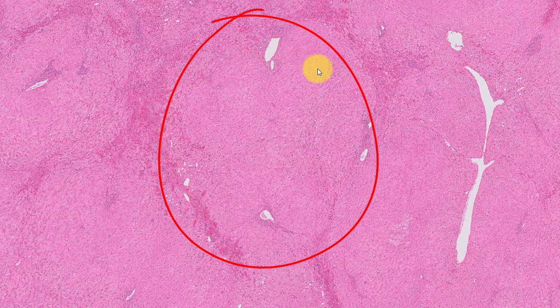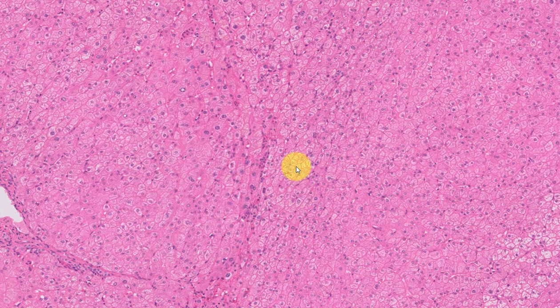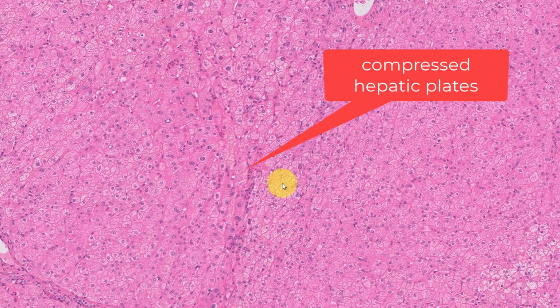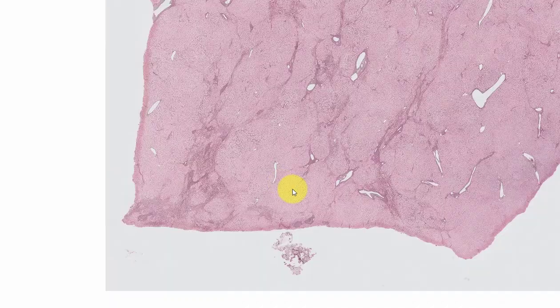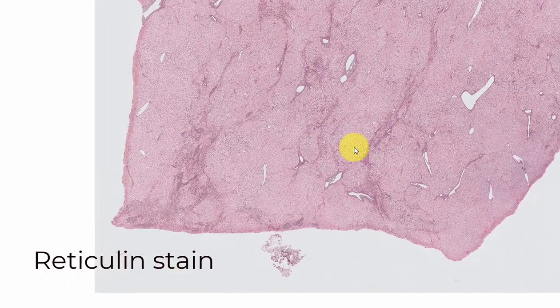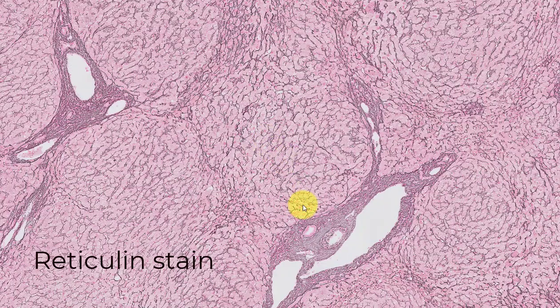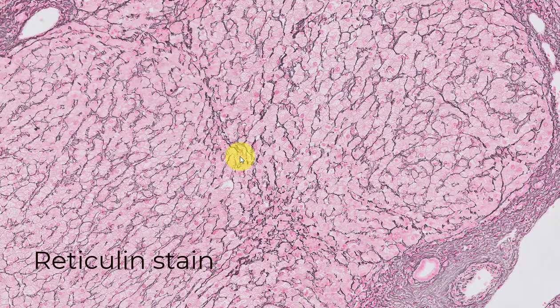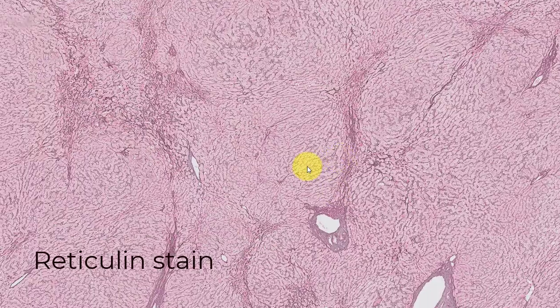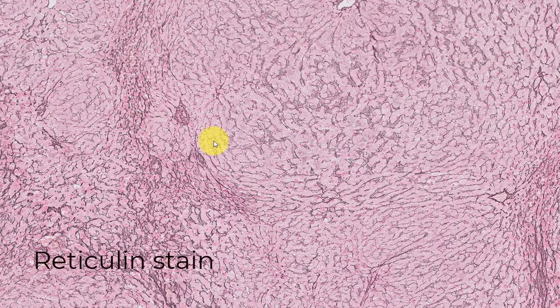Here's another little nodule. Here's another one right there. And between the nodules, there are these compressed plates of hepatocytes. The reticulin stain is particularly pretty. Here you go, nodules. And when you look at the periphery of the nodules, you'll see some compression of the hepatic plates at the periphery. You see it again here, and if you look for it, you see it throughout the liver.